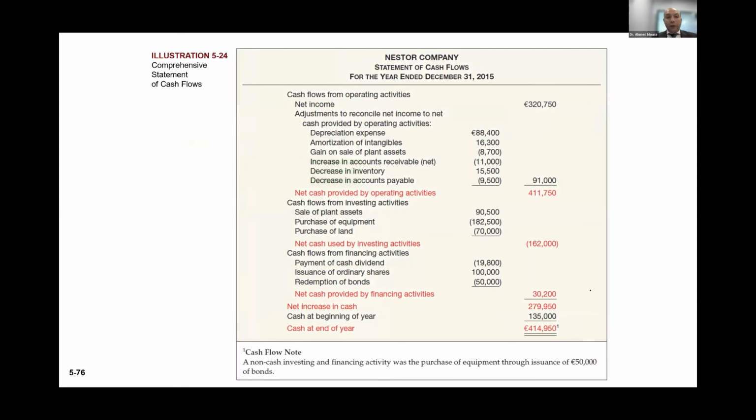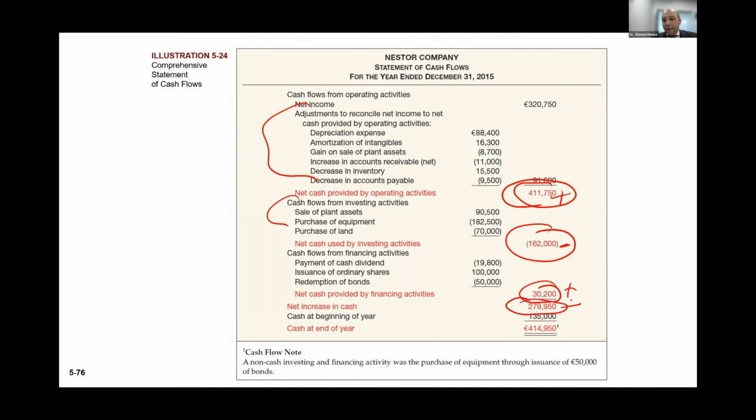And this is how it looks. You have the operating activities and the investing activities. This is a total. As you can see, it is positive. Investing activities, usually it is negative, and financing activities, maybe it is positive or negative. And at the end, it shows you how much you generated during the year.